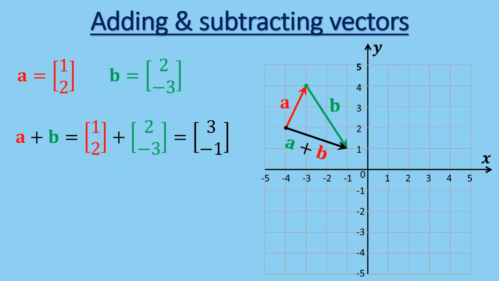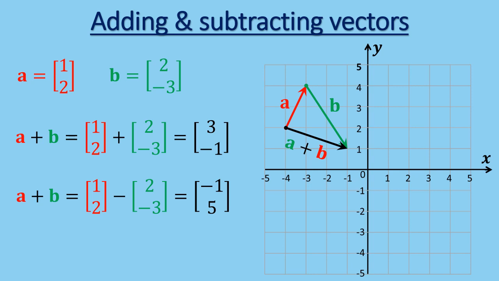Also, using the same method, we can subtract the vectors, like this. Let us confirm this result graphically. First, I'll choose any point on the grid to be the vector A tail. Then I'll move 1 unit to the right and 2 units up to find the vector head.